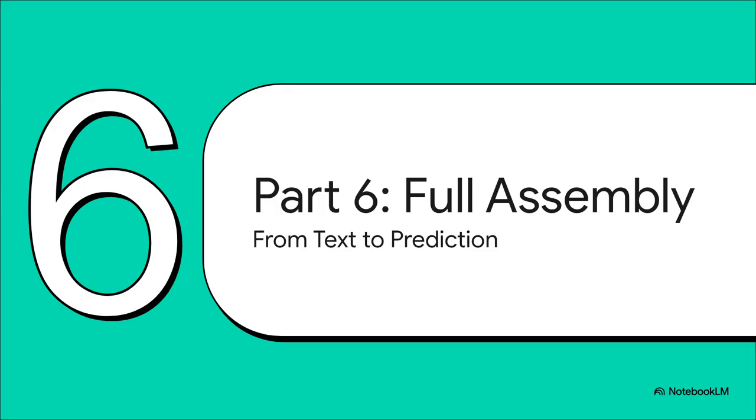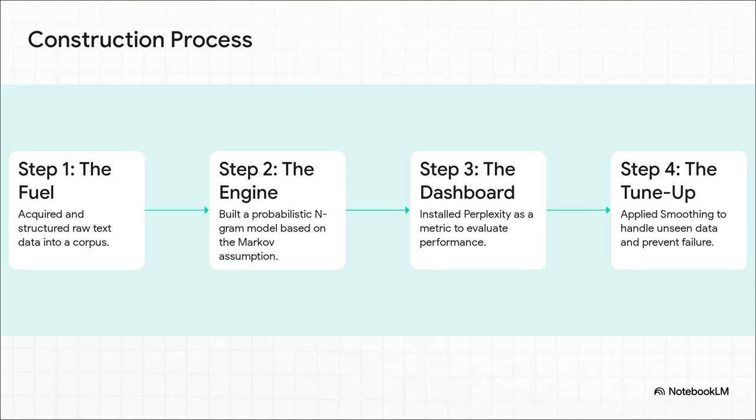All right, let's step back from the workbench for a second and just admire what we've built. We have gone all the way from a messy pile of raw text to a fully assembled, tuned-up predictive engine. Let's do a quick recap of the entire construction process. First, we sourced our fuel. We got a text corpus, and we structured that raw data so our machine could use it. Step 2, we built the core engine, using n-grams and the clever Markov assumption to make it practical. Step 3, we installed the dashboard, the perplexity metric, to see how well it was running. And that dashboard immediately flashed a big red warning light. So for step 4, we did that crucial tune-up. We applied smoothing to fix the 0 probability problem, making our model robust and ready for the real world.